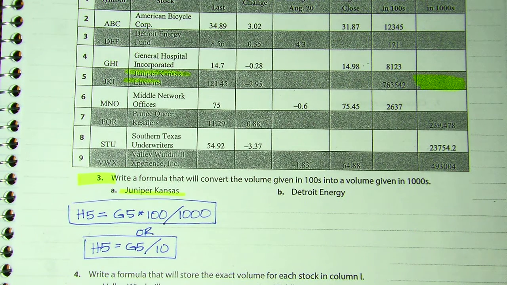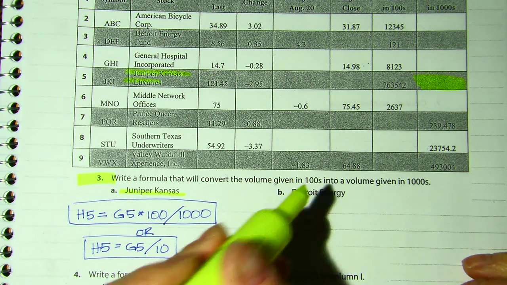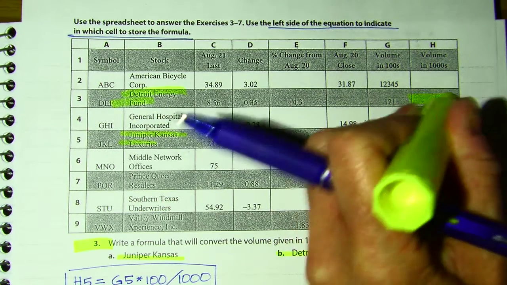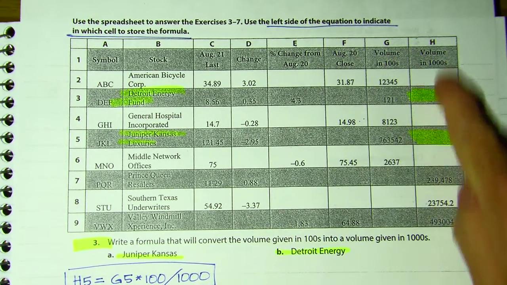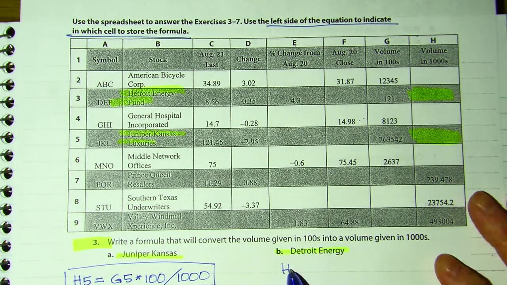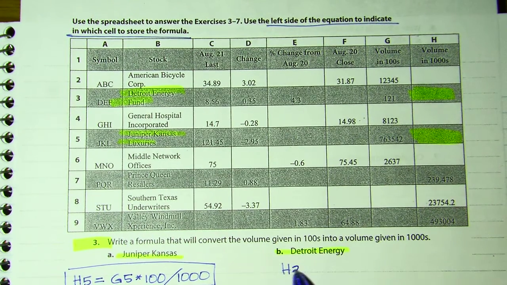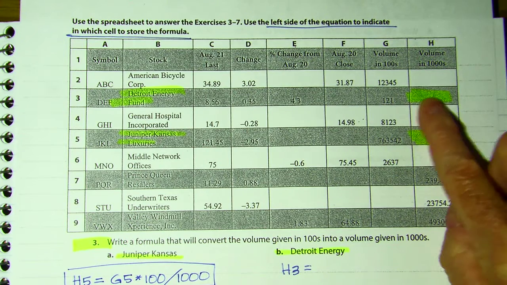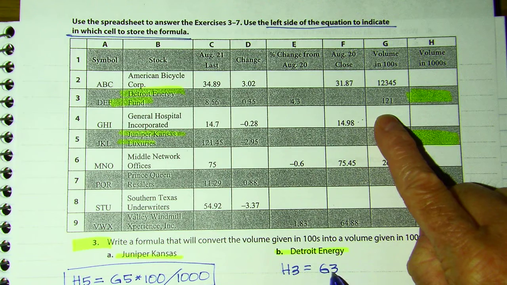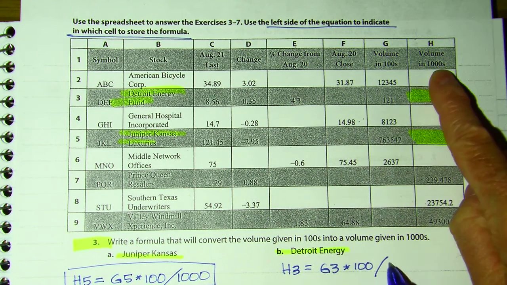So now let's move on to Detroit Energy. So that is here. And they want volumes in 1,000. So this is H3. You always list column first. So H3 equals, okay, volume in 100, so this is G3 times 100 divided by 1,000.